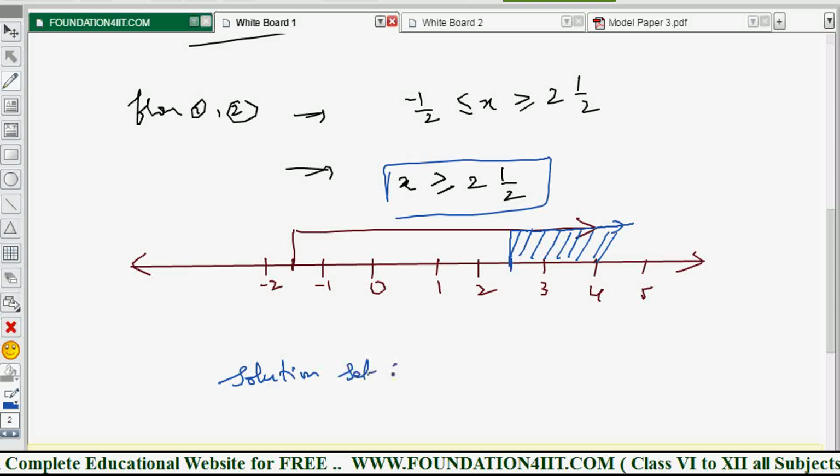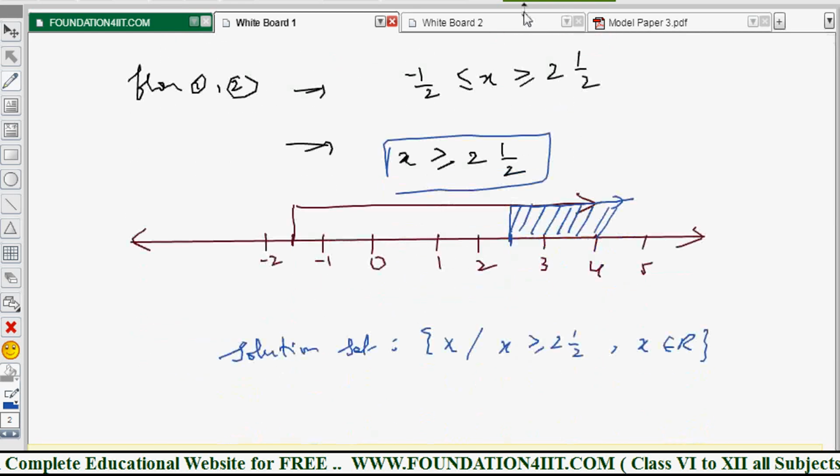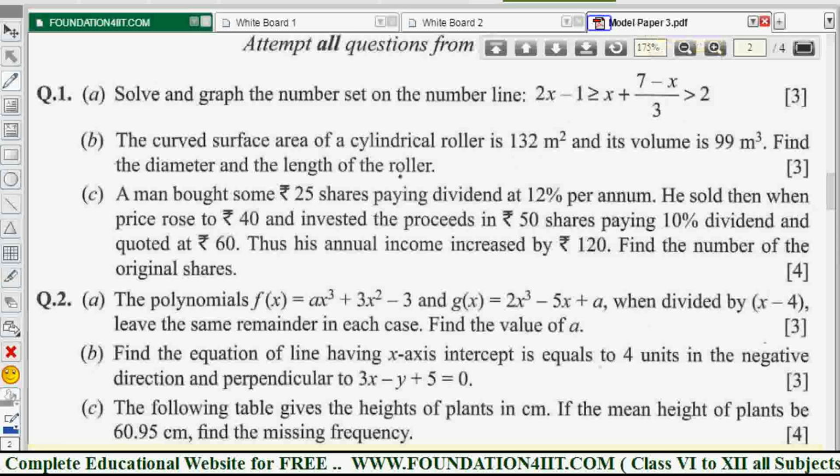Then the solution set we can write like this: x such that x is greater than or equal to 2 1/2 and x belongs to real numbers. So this is the solution set. When you combine them together, you can write it like this. Let us see the next one.